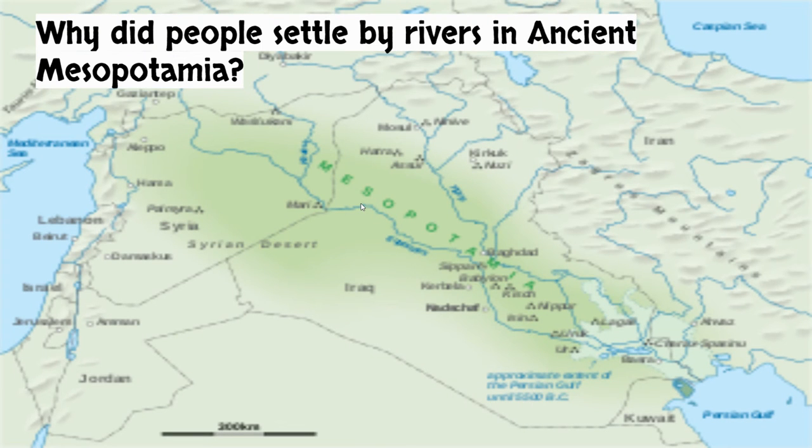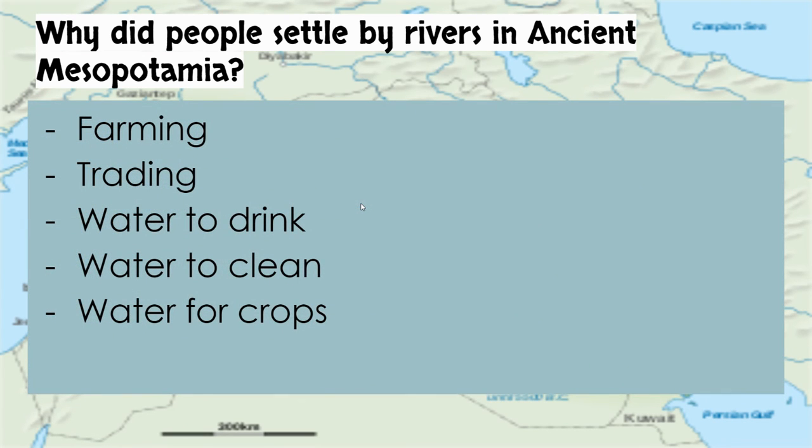Why did people settle by rivers in ancient Mesopotamia? Well, for several reasons. They were able to farm in that fertile land. Trading by taking boats from one place to another was a lot quicker. They had water to drink, water to clean with, water for their crops, and all other sorts of things that you need water for.